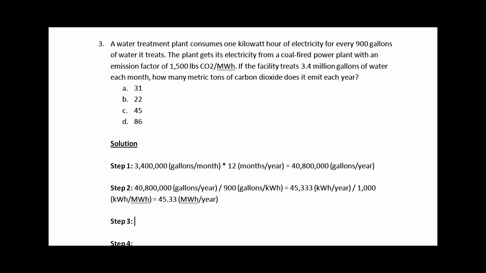Now all that's left to do is to multiply our electricity consumption in megawatt hours per year by the emission factor, which was given to us in the problem. So 45.33 megawatt hours per year. Multiply that by 1,500 pounds of carbon dioxide per megawatt hour, and that's going to give us 68,000 pounds of carbon dioxide per year.